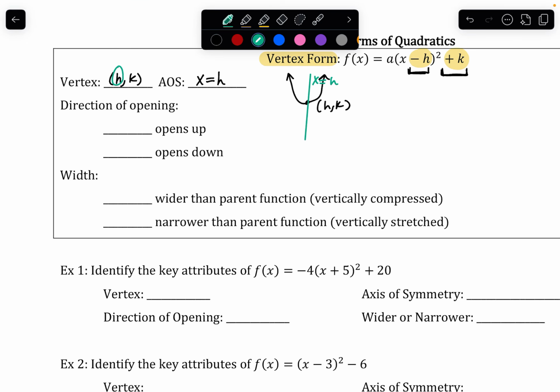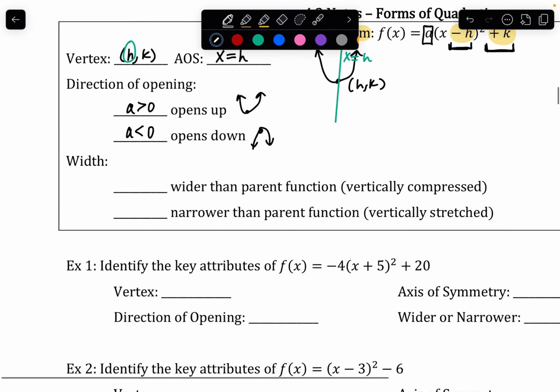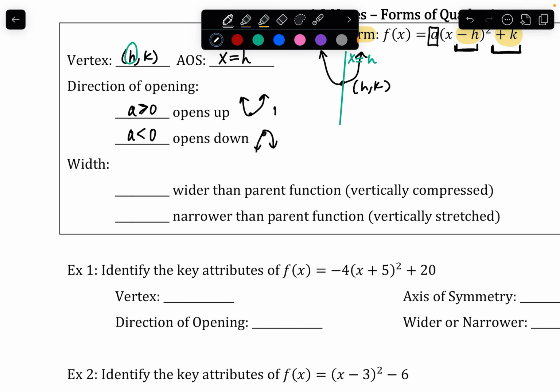Okay, the direction of opening is determined by the a value. If it's negative, that means there was a reflection. And so if there's a reflection across the x-axis, that means it's opening down. Okay, if a is positive, there is no reflection, so it's still going to open up. So a cheesy way to remember that is positive is happy. So positive should be smiling, whereas negative will be frowning. It's sad, it's negative. So if you want to think of a happy parabola and a sad parabola.